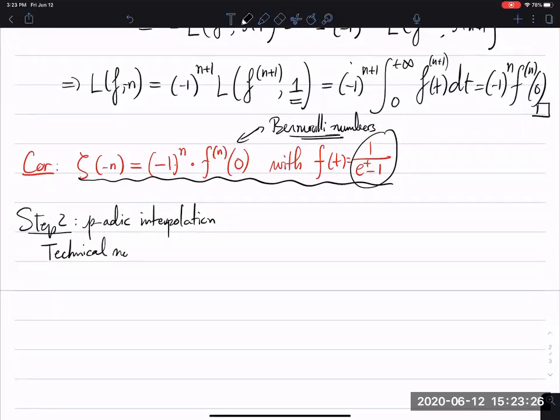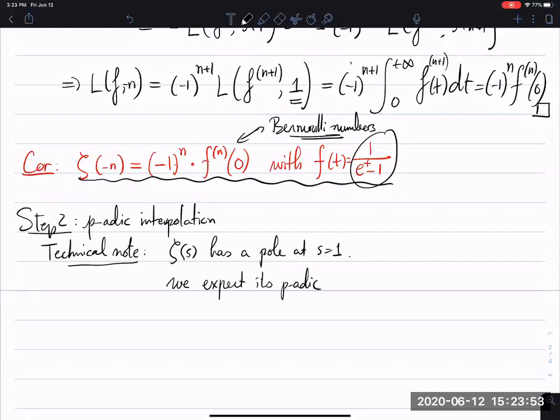Here's a technical note before I do this p-adic interpolation. We know that the Riemann zeta function has a pole at s equals 1. The general philosophy is that whatever is true over the reals should work the same way over the p-adics. So we should expect its p-adic analog to have a similar property.